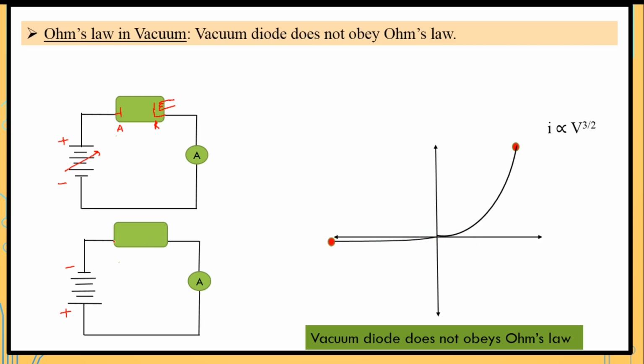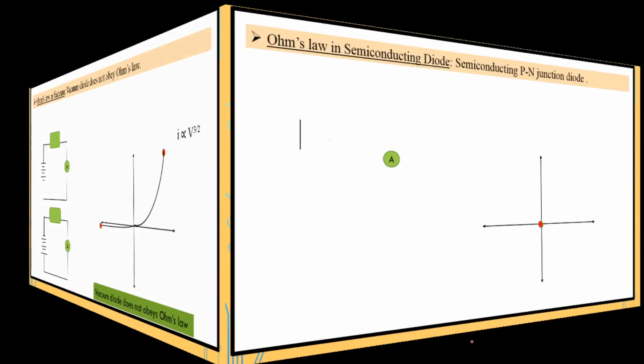So here what will happen, here we have connected the cathode, here is the anode, here we have connected the heater for thermionic emission. So in this way a small amount of current is flowing as the potential difference changes. So we will get a non-linear graph. So the resistance value is not constant because the slope is different for different points. So we can say that the vacuum diode does not obey Ohm's law.